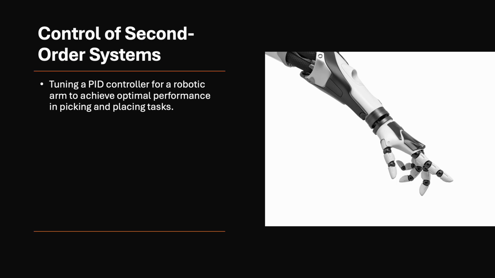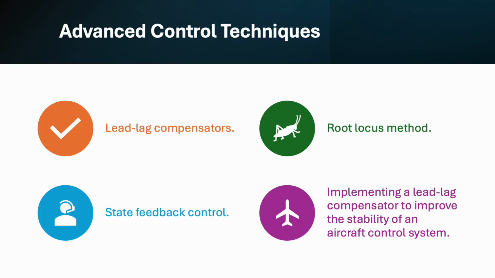The control of second order systems: tuning a PID controller for a robotic arm to achieve optimal performance in picking and placing tasks is another example. Advanced control techniques: the lead lag compensators, root locus method, state feedback control. The example is implementing a lead lag compensator to improve the stability of an aircraft control system.